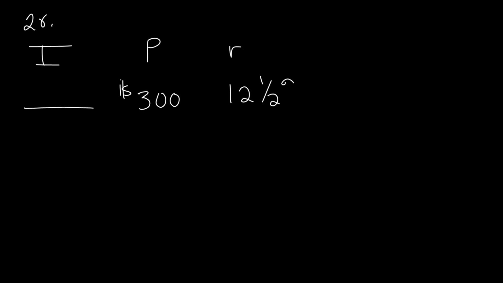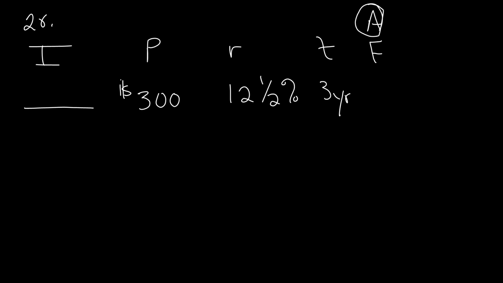28 has a blank that says interest. That's what's missing. And then we have principal, which is $300. And then we have rate, which is 12.5%. And let's see, what else do we have? We have time, which is 3 years. And we have future value, which in your formula, it's an A for future value.